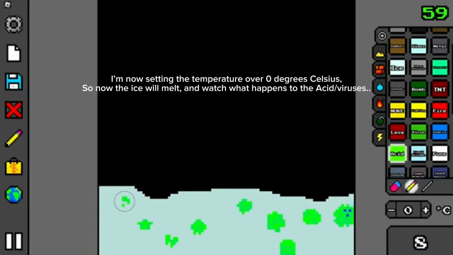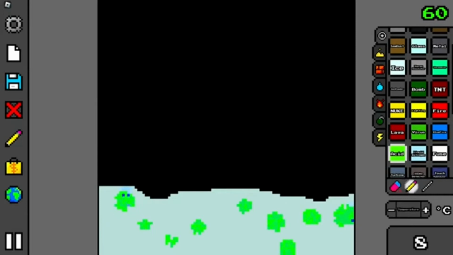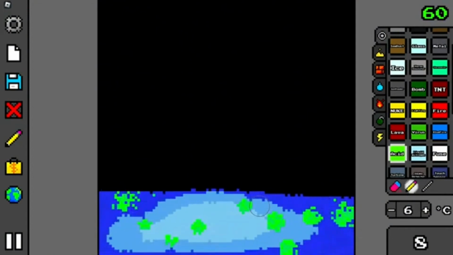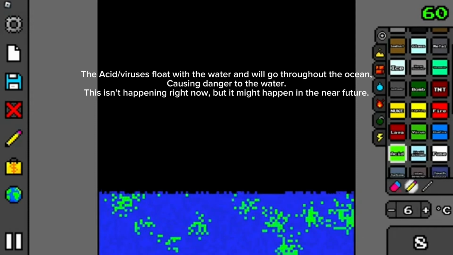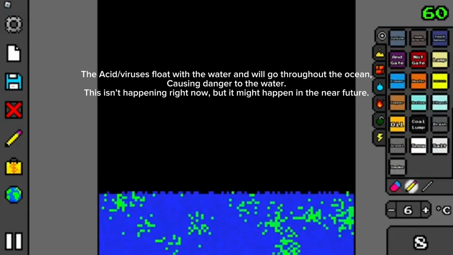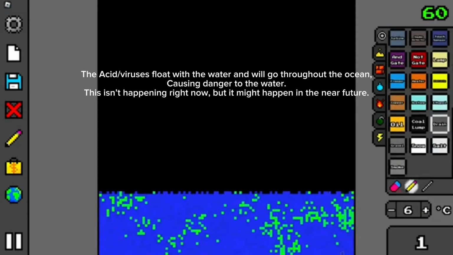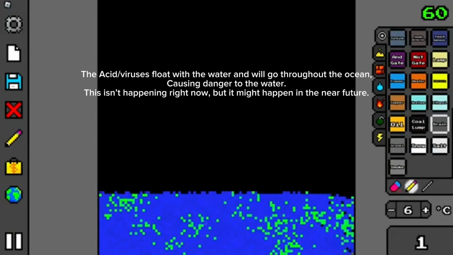I'm now setting the temperature over 0 degrees Celsius. So now the ice will melt, and watch what happens to the acid of viruses. The acid of viruses float with the water, and will go throughout the ocean, causing danger to the water. This isn't happening right now, but it might happen in the near future.